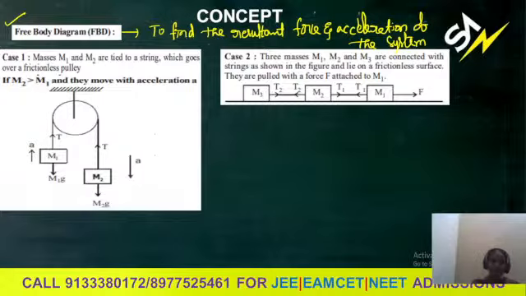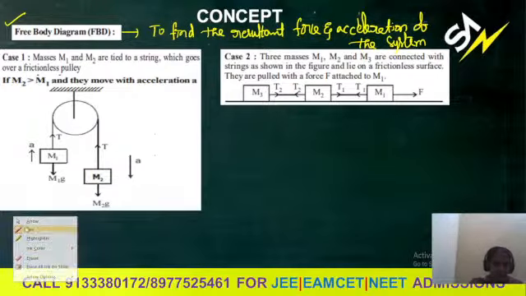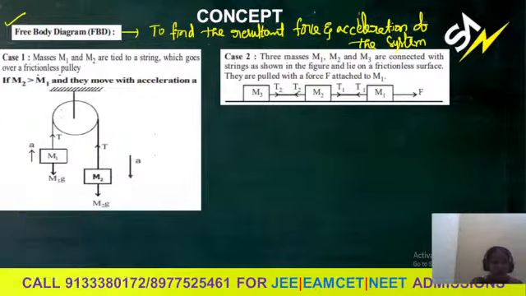With the help of free body diagram, now we are going to find the required force and the acceleration of that system. So free body diagram is used for visualizing the direct forces acting on that object. Let us see the first diagram. In the first diagram, we are given two masses tied to a string which goes over a frictionless pulley. So let us draw the free body diagram of M1.